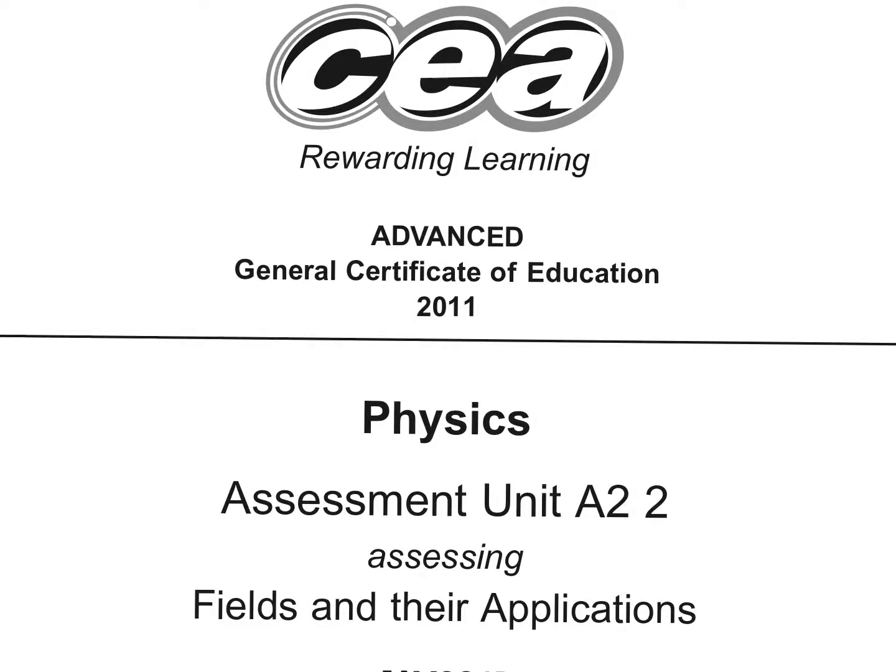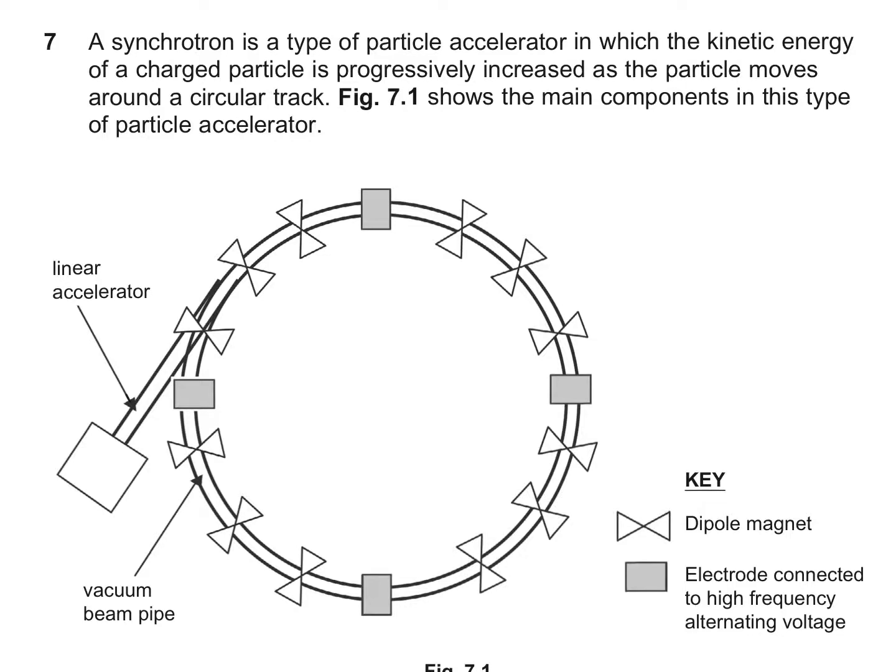Continuing our set on the CCEA A2 Physics 2011 paper, Unit 2 Fields and Their Applications, and question 7 is about particle accelerators. A synchrotron is a type of particle accelerator in which the kinetic energy of a charged particle is progressively increased as the particle moves around a circular track. Figure 7.1 shows the main components in this type of particle accelerator.